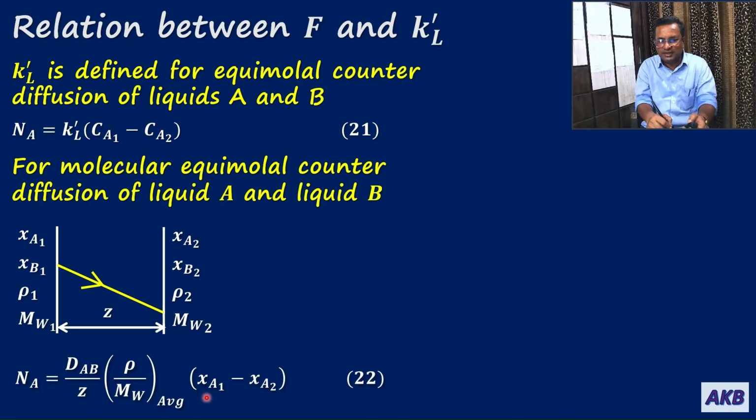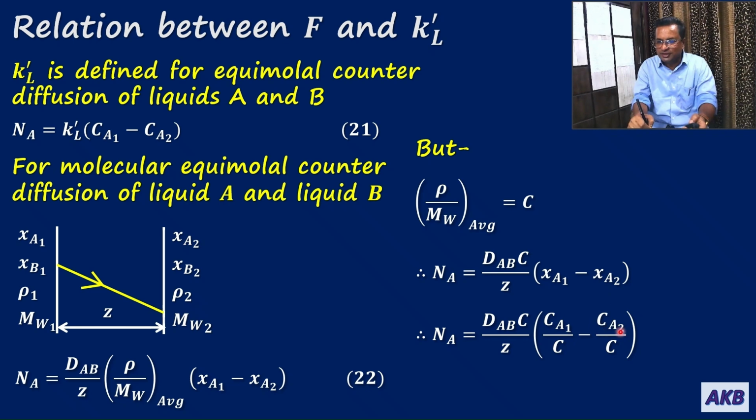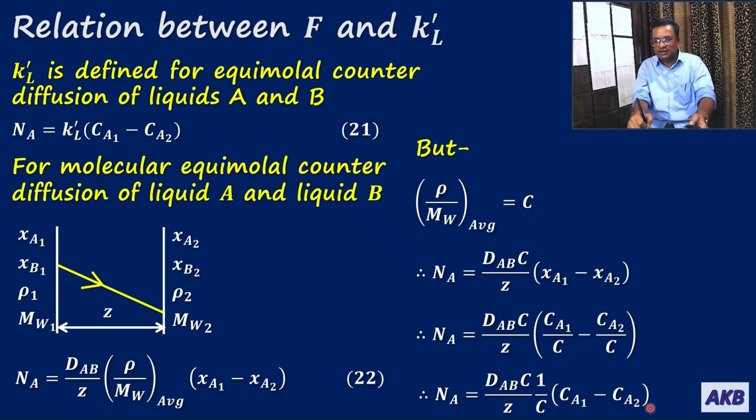Next, we will have to convert XA1 to Ca1 and XA2 to Ca2 so that we can compare. The first thing is rho upon MW average is nothing but the total molar concentration. So therefore Na is equal to DAB C upon Z into (XA1 minus XA2). XA1 is Ca1 upon C, individual moles upon total moles. XA2 is Ca2 upon C. In the next step, Na will be equal to DAB C upon Z, and this C is taken common, so it is 1 upon C into (Ca1 minus Ca2). We will continue with this.